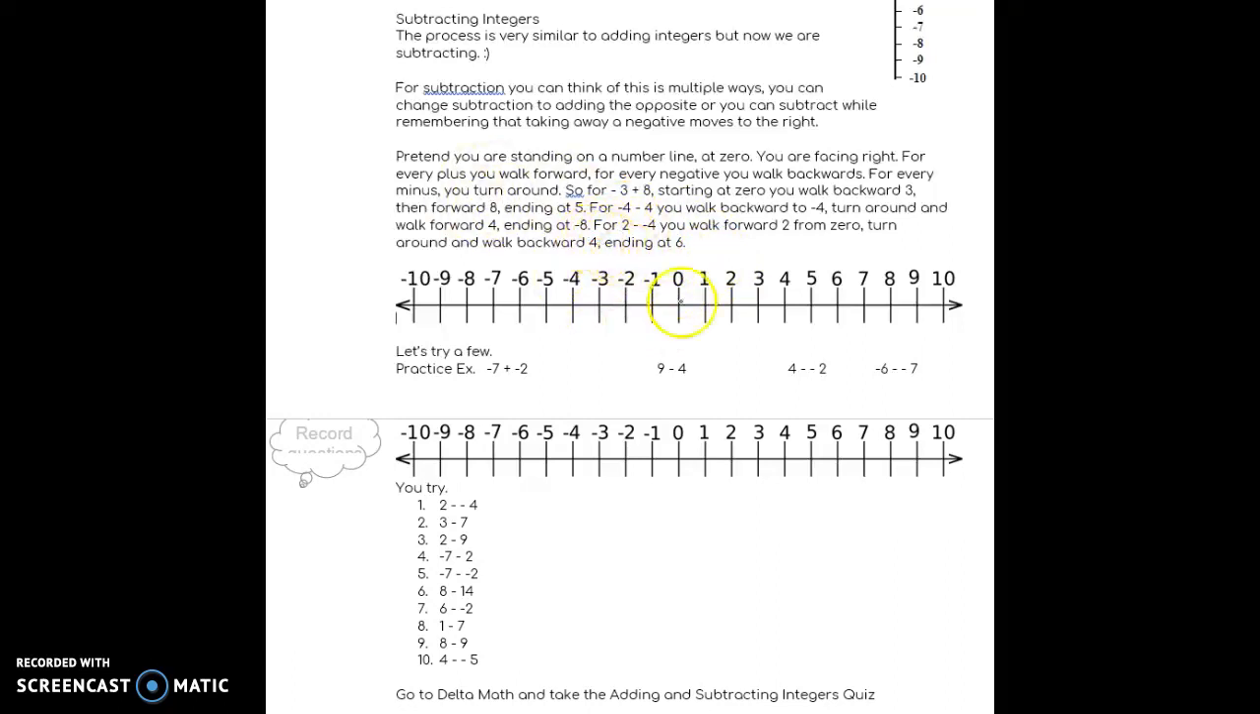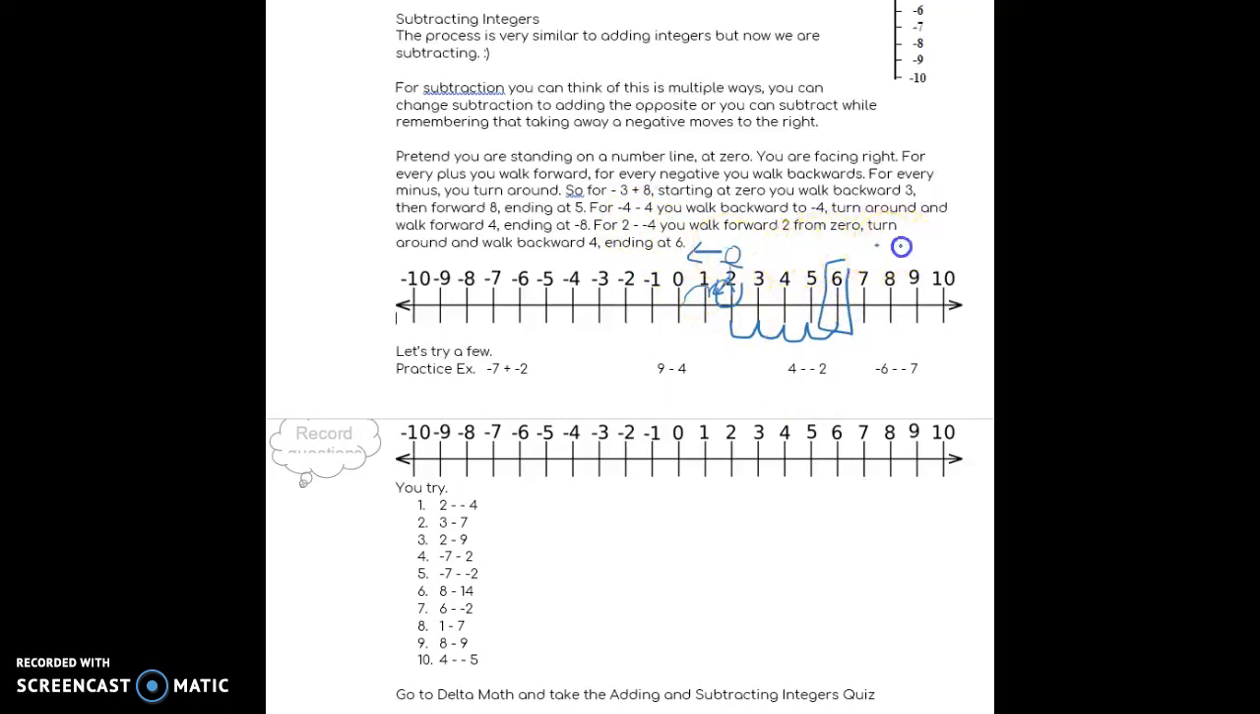So let's try this third one here. If I start, I'm at 0, and it says 2, so I walk forward 2, and I'm standing here. All right, and then it's minus, so I turn myself around. So now I'm facing this direction, right? And then negative 4, okay? So for a negative, I'm going to walk backwards. So I'll walk backwards 4. 1, 2, 3, 4. And I end at 6, okay? So 2 minus negative 4 is 6.